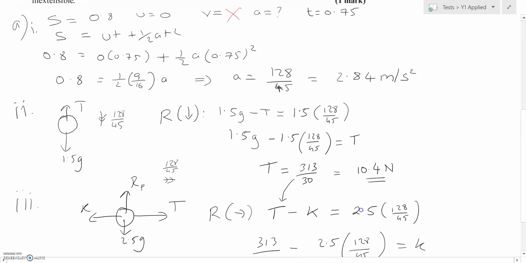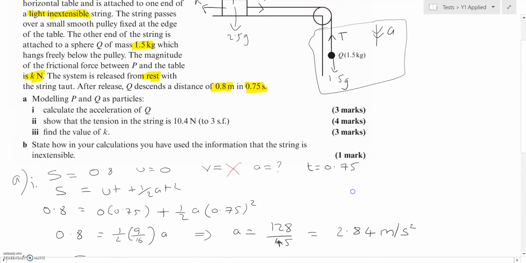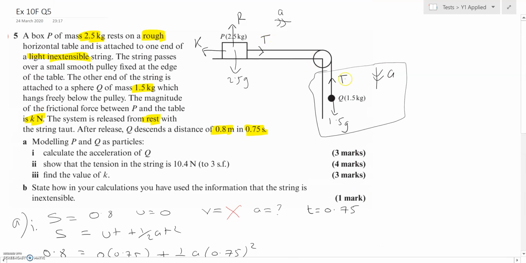And finally, it says state how in your calculations you have used the information that the string is inextensible. Because the string can't be expanded or contracted, it means that the tension is going to be the same on either side of the pulley. So the tension acting on both the particles is going to be the same.